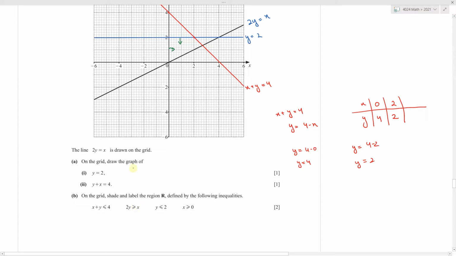2y is greater than or equal to x. So this is your line 2y equals x. Greater than or equal to means above this line. And then x plus y is less than or equal to 4. X plus y equals 4 is this red line, and you have less than or equal to 4, so towards the bottom of this red line. So this is the region R here. So we have to shade and label the region R. So let me shade this and label it R. So this green shaded region is R.